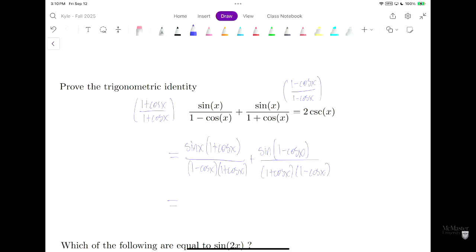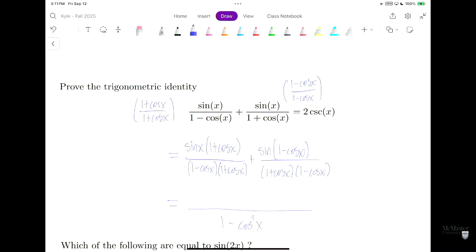So from here, our denominators are equal. And also, we can rewrite our denominators by expanding out. We have a type of factor here. This is a difference of squares. So we can rewrite this. Our denominator is going to turn into 1 minus the cosine of x squared.